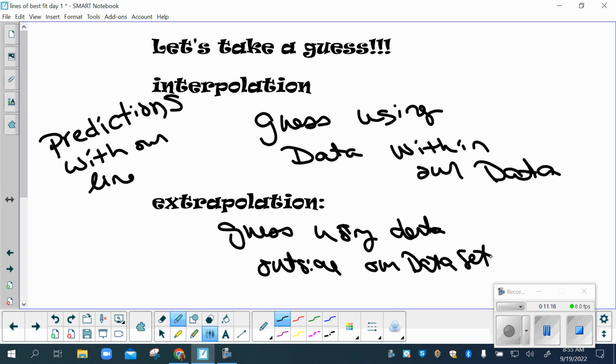So when we're making guesses using numbers that are inside of our data set, that's called interpolation, and those are pretty good guesses. For example, if I said someone had a shoe size of, I don't know, 20 foot, that would mean they're like 15 feet tall, and that doesn't make any sense, right? So once we go outside of our data set, it gets a little sketchy. Does that make sense?